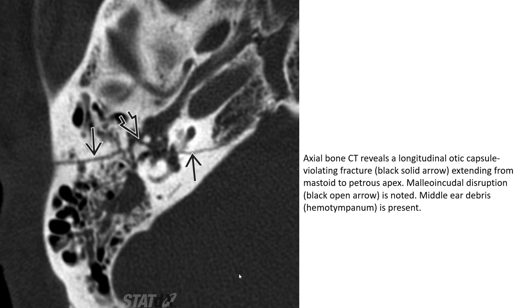This axial bone CT reveals a longitudinal otic capsule violating fracture, black slit arrow indicates, extending from the mastoid to the petrous apex. Malleoincudal disruption, black open arrow indicates, is noted. Middle ear debris and hemotympanum are present.